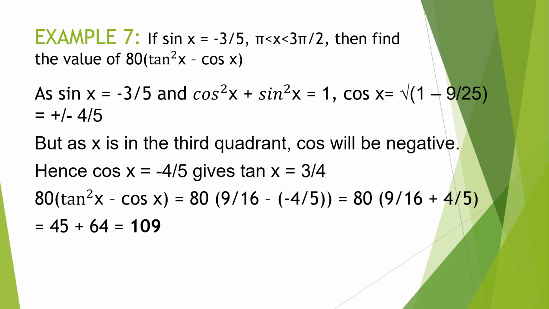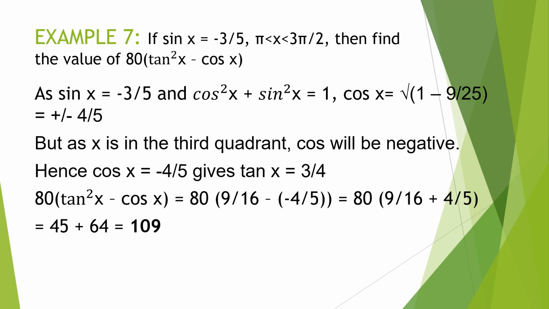Now first of all, sin x is minus 3 by 5, and we have cos square plus sin square is equal to 1. So what is cos x? Cos x is root of 1 minus sin square x, so that is plus or minus 4 by 5. But again, as I said, our angle lies in the third quadrant. So in the third quadrant, ASTC, cos is negative, correct? Only tan is positive, cos is negative. So cos x will be minus 4 by 5.